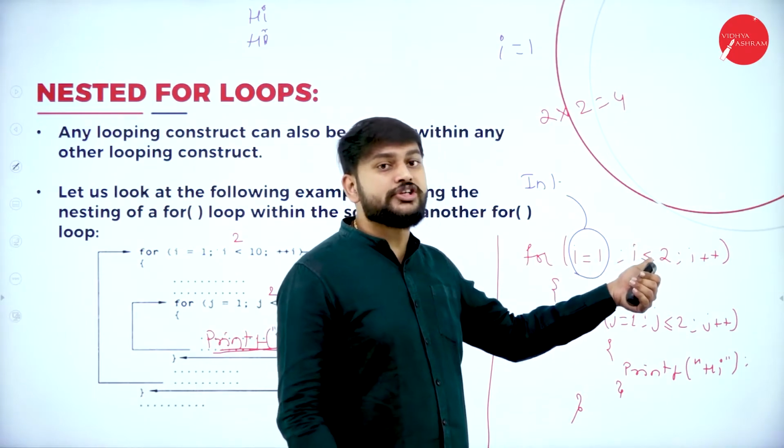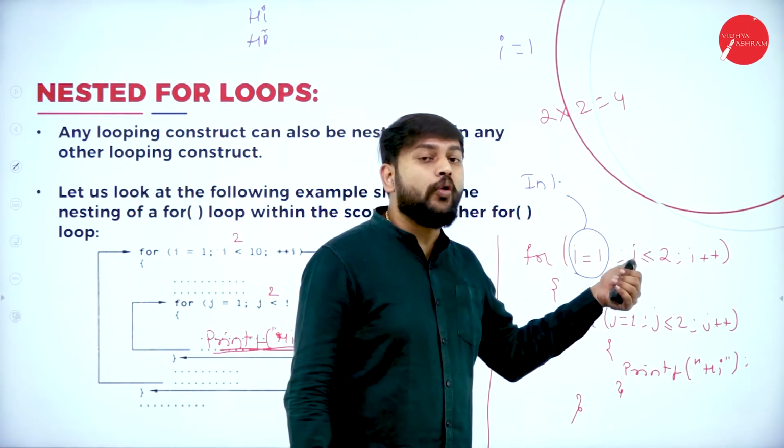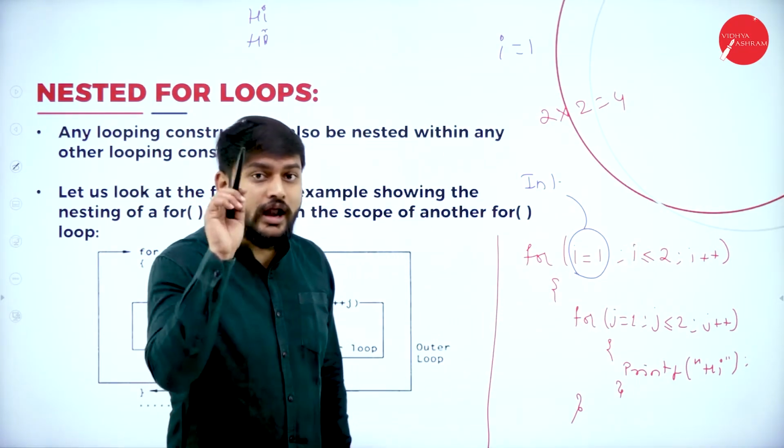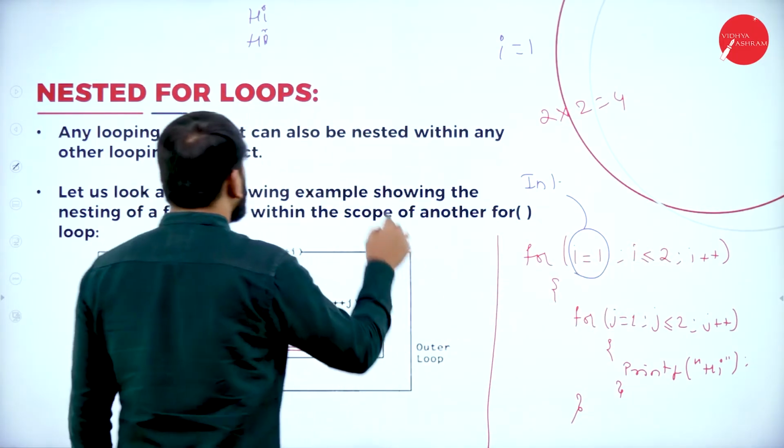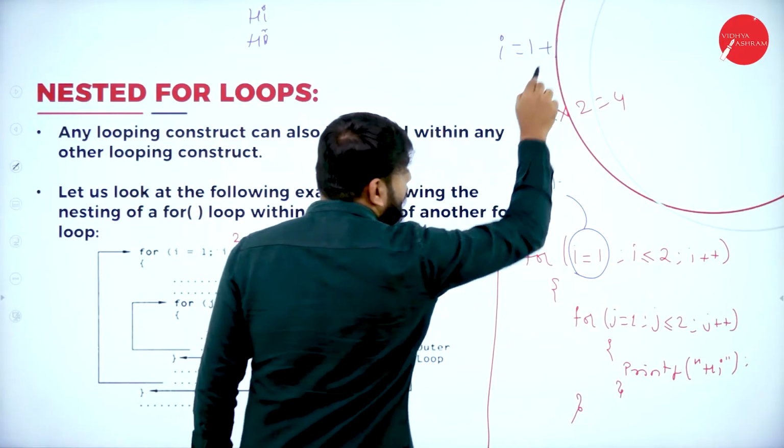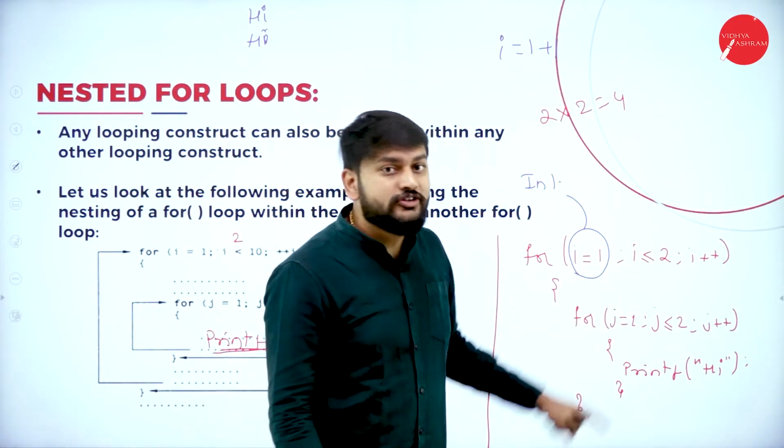Again, it is checking the condition. So what is the I value right now? Right now, I value is 2 because it got incremented. I value was 1, so it got incremented. I value is 2. Now, what is the first thing that it will do?